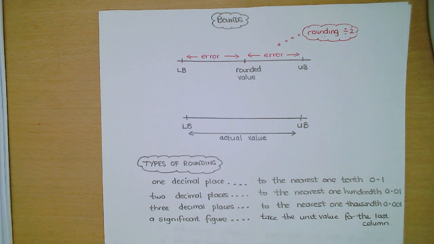So that's what we're going to do in the following examples. We're going to be given a quantity that has been rounded. So we have the rounded value for the quantity, and then we have to work back and deduce between what possible values the actual value lies.